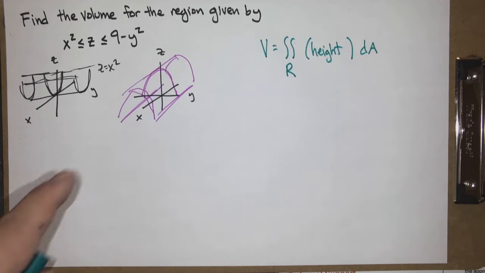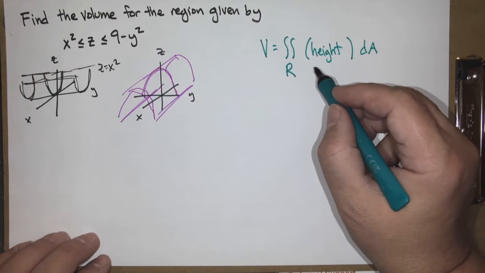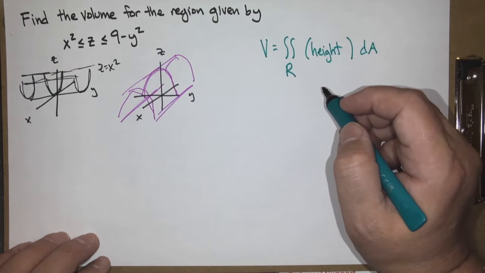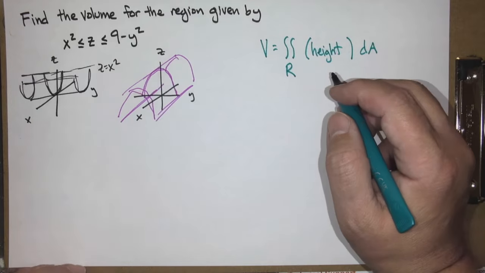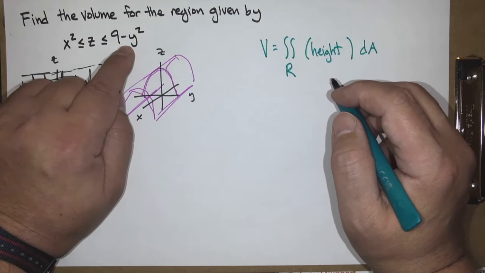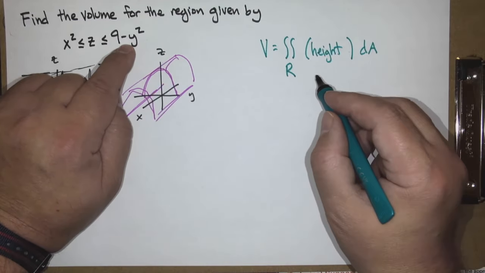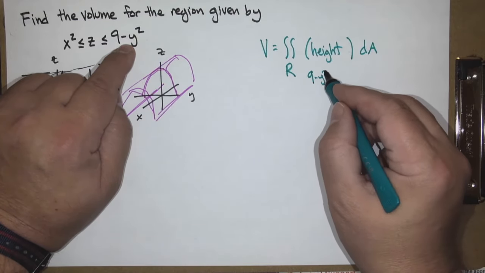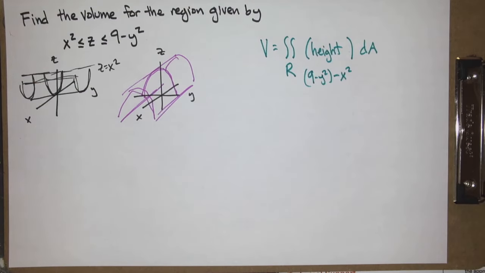So how do you find the height between these two? Subtract one from the other. So which one's on the top, and how do we know? Yeah, 9 minus y squared is on the top. How do we know that? Because it says so. I'm taking advantage. So it says, look, it's 9 minus y squared, it's the top. So you take the top, subtract the bottom. Great. Now we know what to integrate.